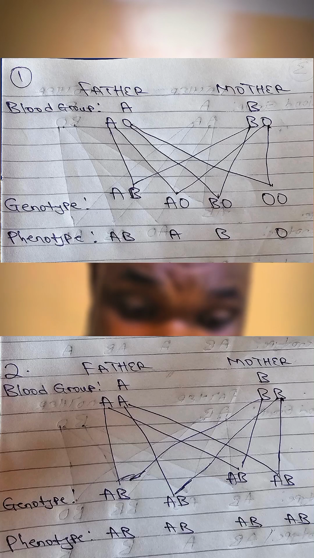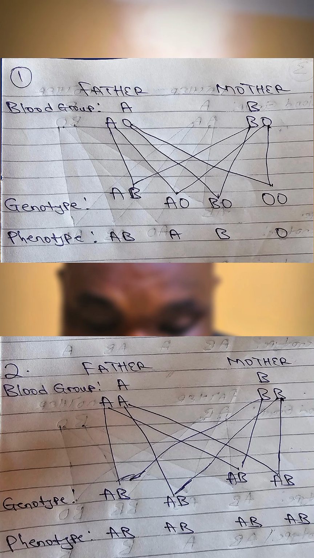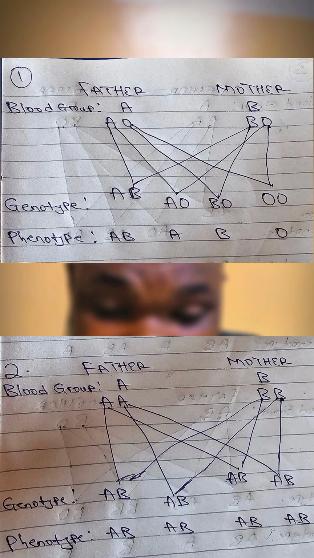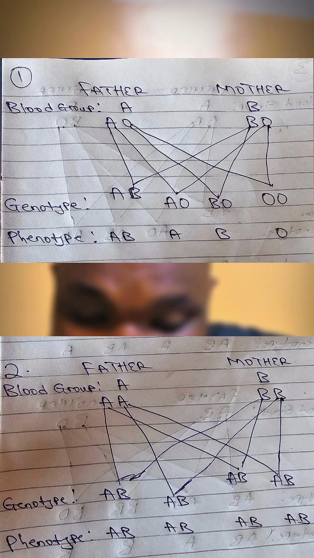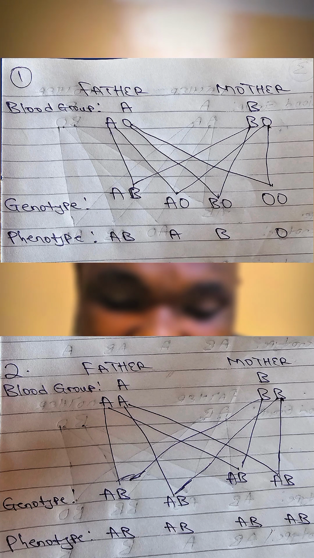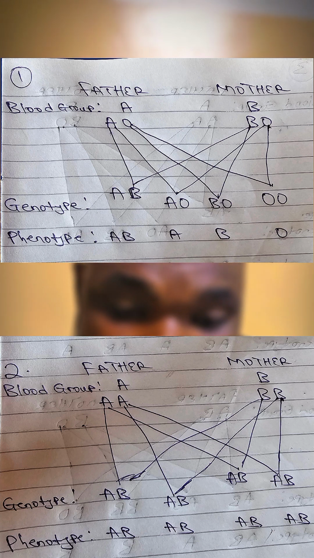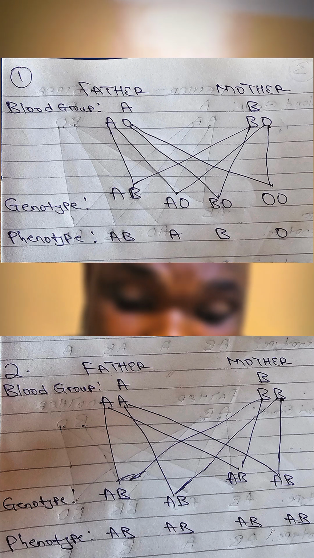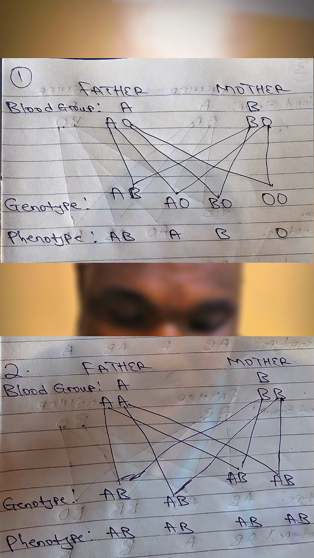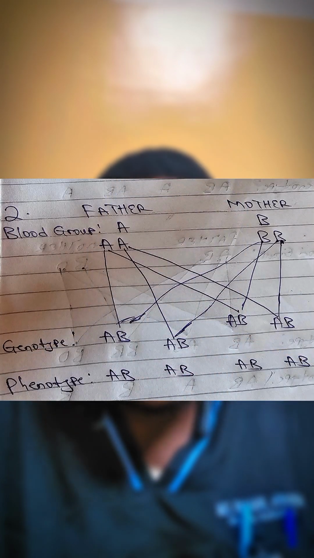You see the difference between case 1 and case 2. The same father who is blood group A, the mother is blood group B. But in the first one, the parents were heterozygous A and B, while this time the parents are homozygous A and B. So in the first case, it was possible for the parents to give birth to a different blood group, which was blood group O, but in this case, it is not possible.